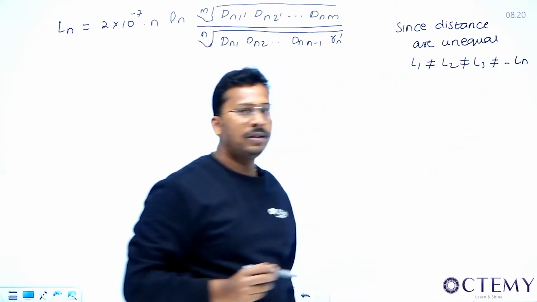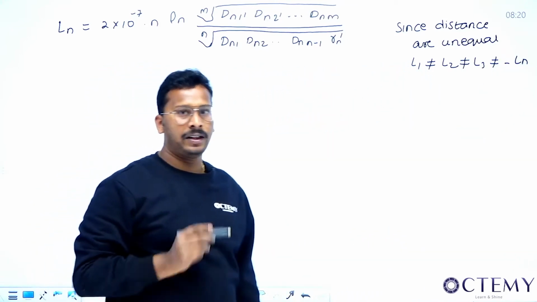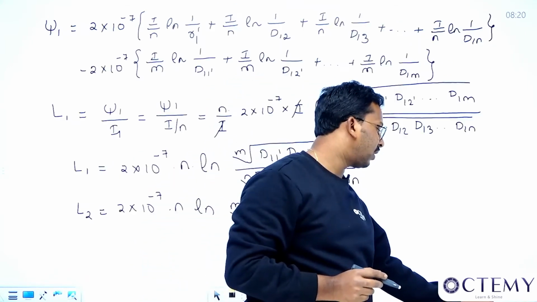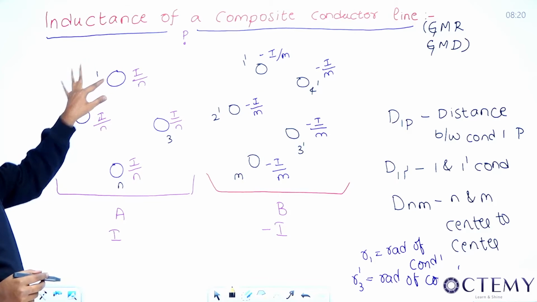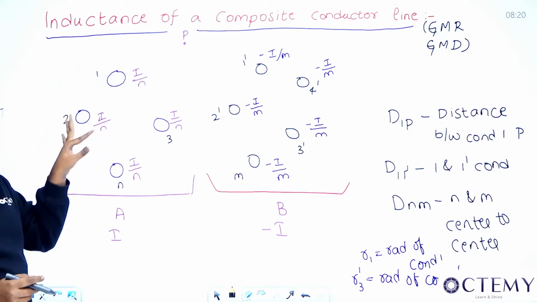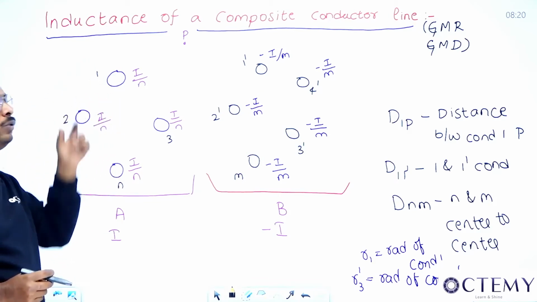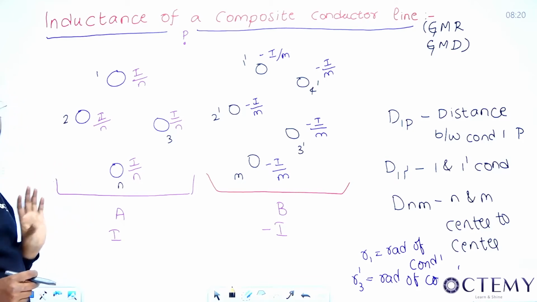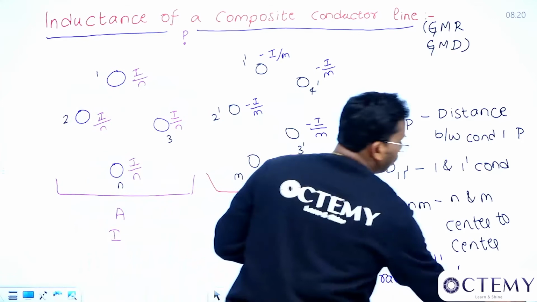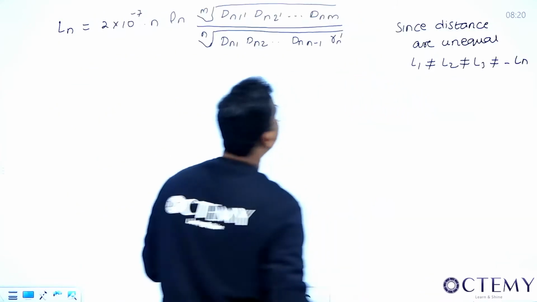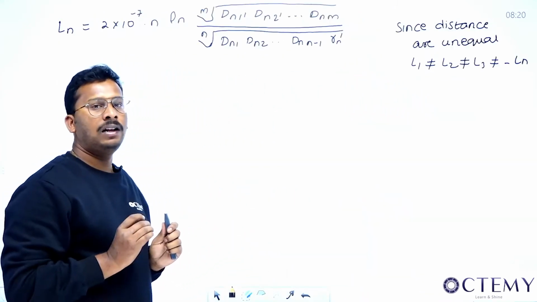Right? Why are we doing this, sir? Because I want to find LA. If I want to find LA, the inductance of the composite conductor A, then if you find the inductances and all of these are equal, then they are in parallel, sir. You divide by n, you will simply get the inductance of A. But since they are not equal, there is a problem arising. So the solution for that particular problem is, since the inductances are not equal, you take an average.